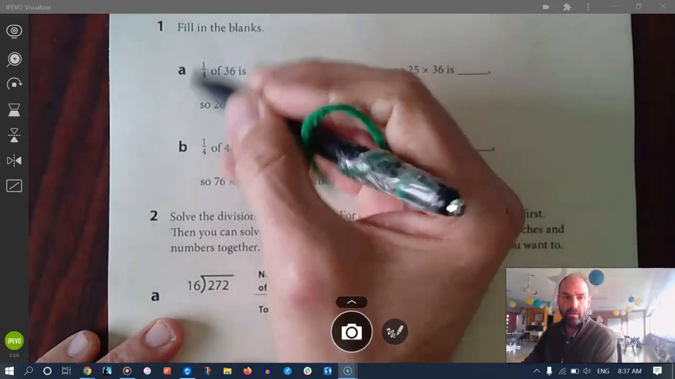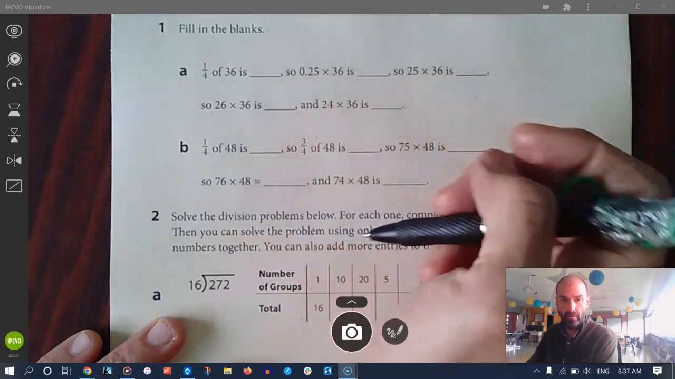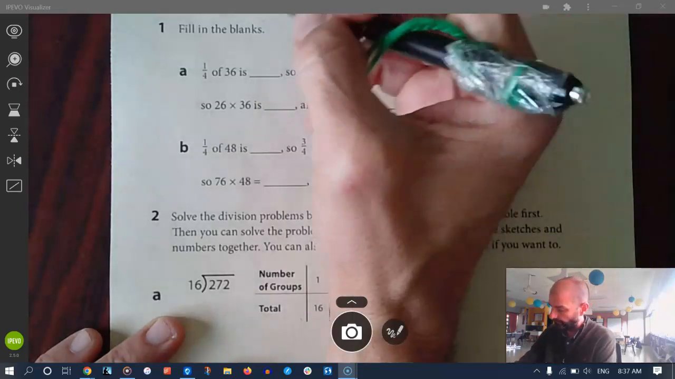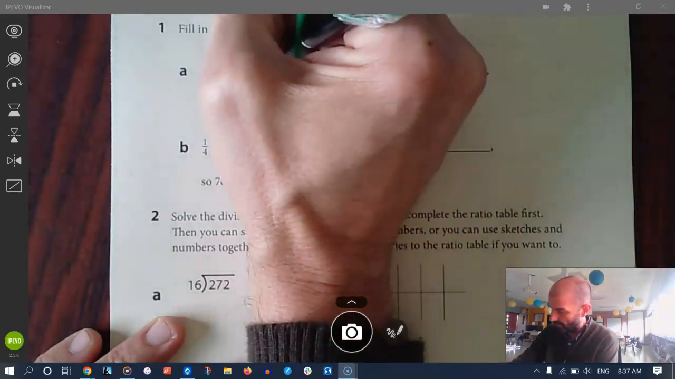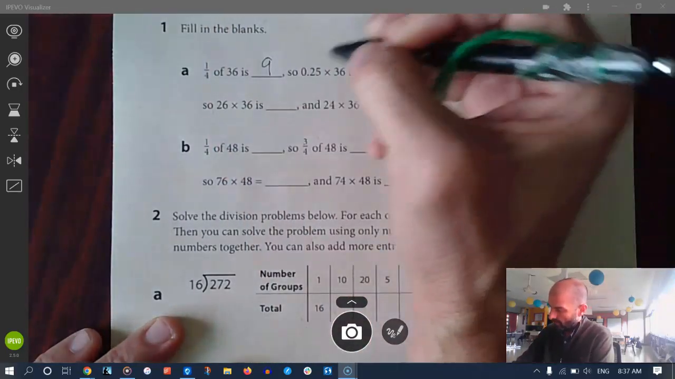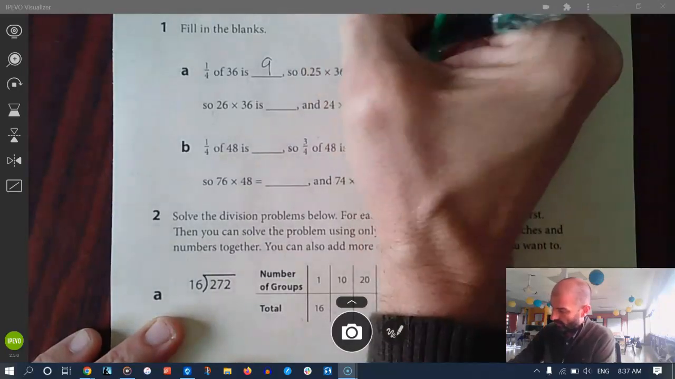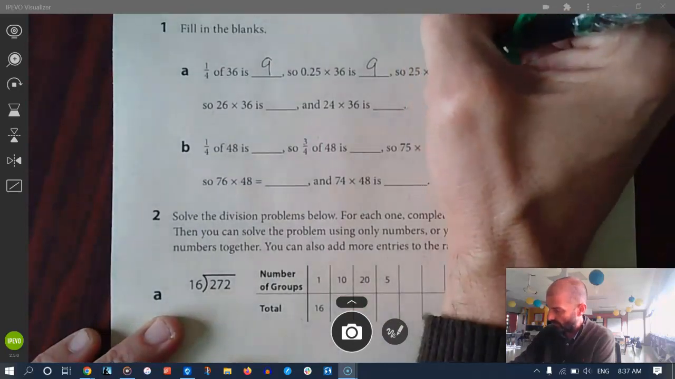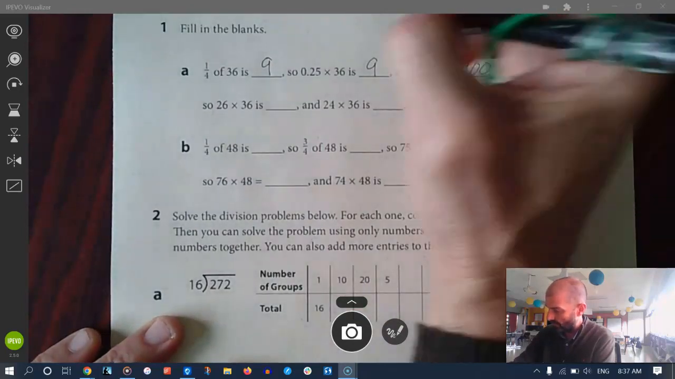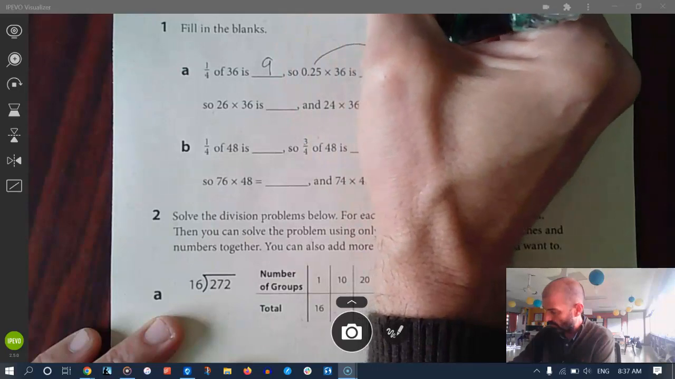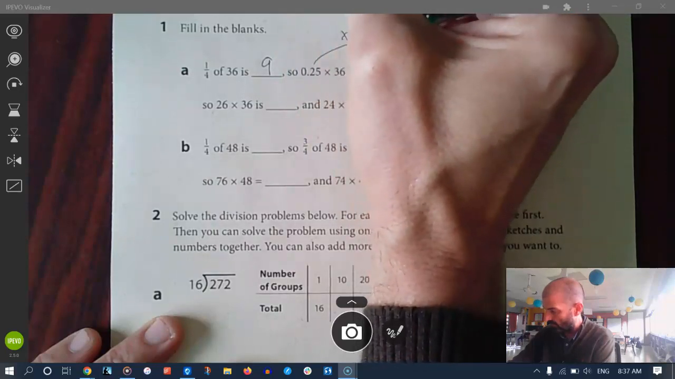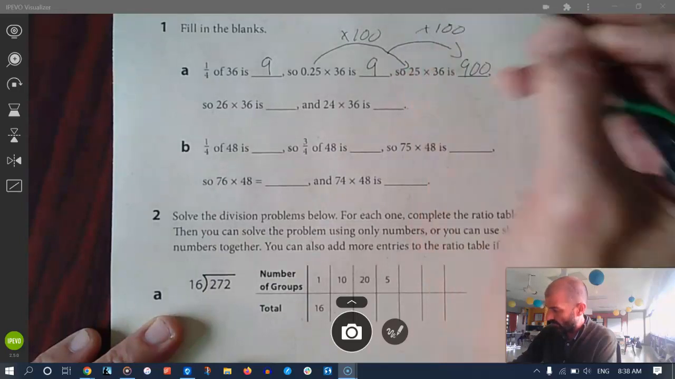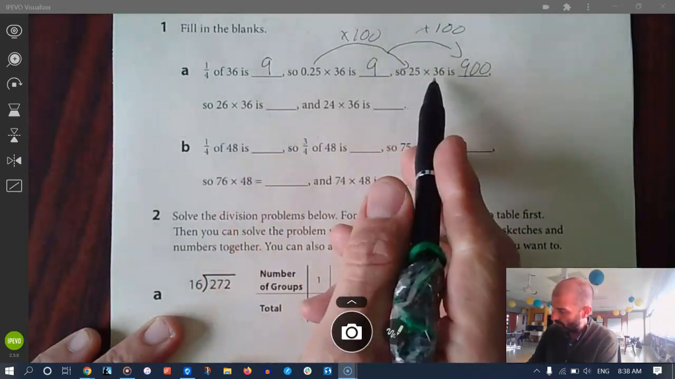So this is that relationship between a quarter, 25, and 25 hundredths, and using information to be able to think things through. It says 1/4 of 36, that would be 9. So 25 hundredths of 36 is 9, because 25 hundredths and 1/4 are the same. That means 25 times 36 is 900, because again, this relationship here, this is 100 times. So then we would just need to multiply.